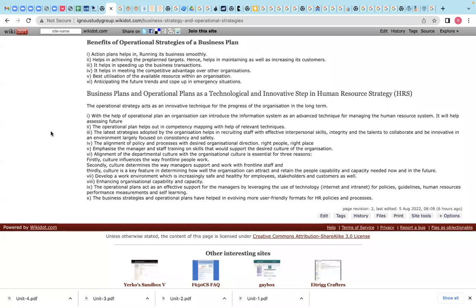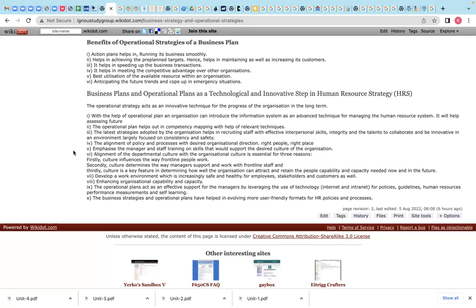First, with the help of the operational plan, the organization can introduce information systems as an advanced technique. You could use information techniques to collect data, which is going to help in assessing future requirements, right? You could collect performance data, etc., which is going to tell the productivity and all those things. It can help you collect the data, and that will help you with future requirements, right?